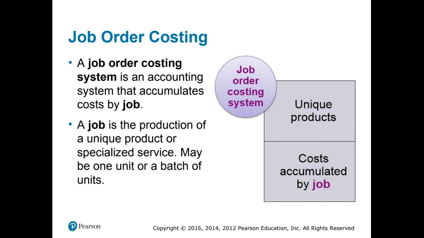So job order costing is an accounting system that accumulates cost based on the job. A job is the production of a unique product or specialized service. It may be one unit, or it could also be a batch of units. And so here we're just looking over, and it says you've got unique products. You've also got cost accumulated by the job.